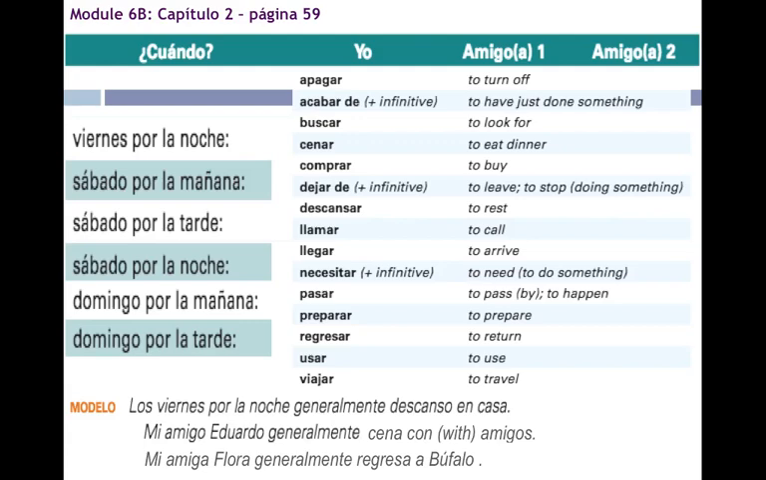So I'll give you an example. Los sábados por la tarde, generalmente yo uso la computadora. ¿Y tú? ¿Qué haces los sábados por la tarde?